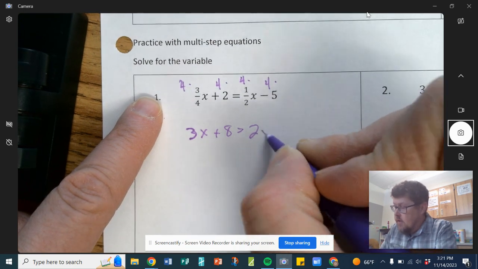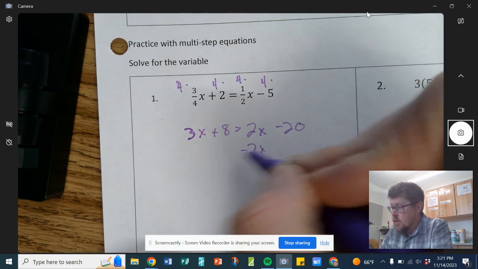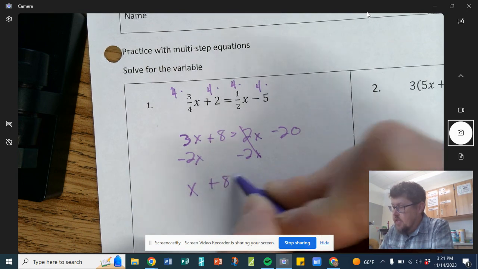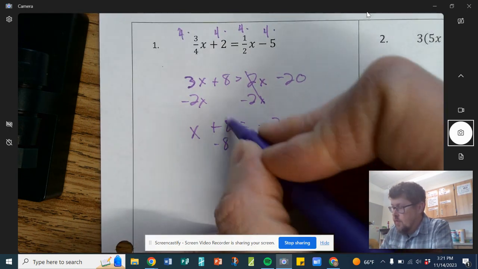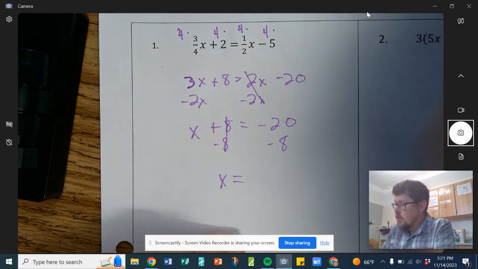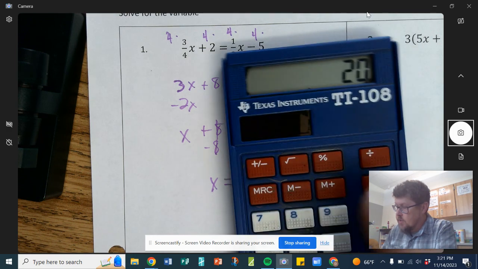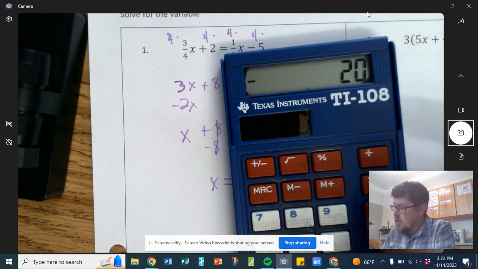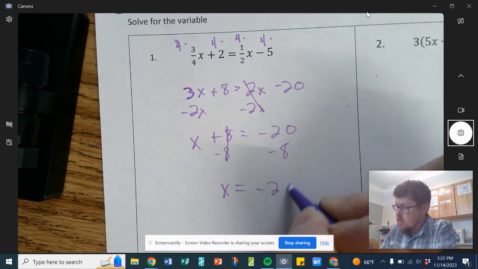Okay, and then that gives us negative 20. And then I'm going to take this 2x, subtract it over here. That gets us 2x plus 8 equals negative 20. Then I'm going to subtract over here. Those cancel. And I end up with 20. And then you got to make sure you hit the plus negative, right? To make it negative, don't do it before. You got to do it after you put in the number. Then I'm going to subtract 8 to get to negative 28. Look at that.